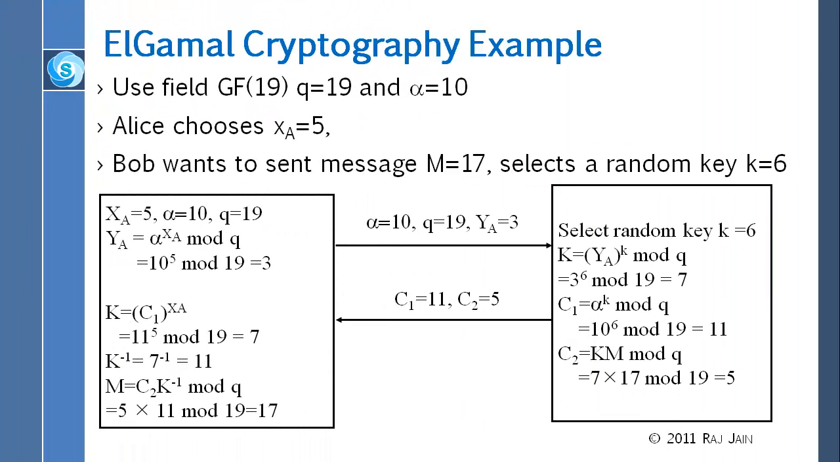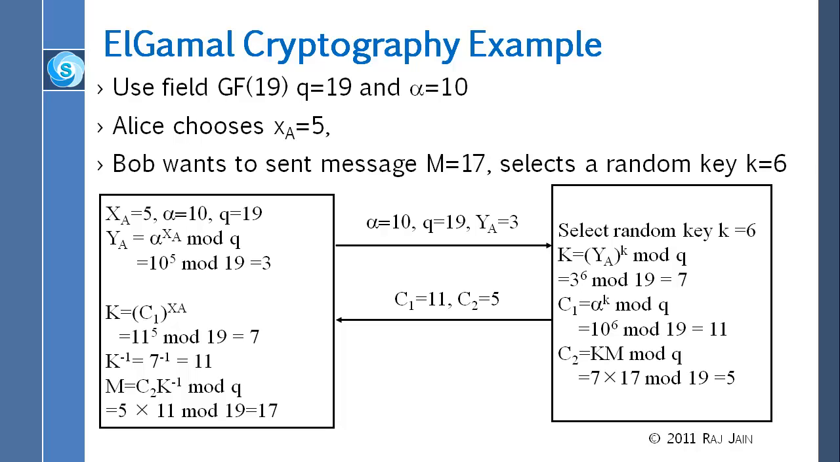So here's an example, again very similar to Diffie-Hellman. We select 5 for the random number, alpha is the generator, Q is the prime number 19. So we raise alpha to X, our random number that we generated, 10 raised to 5 mod 19 is 3. We send in public 10, 19 and 3 to the other side.